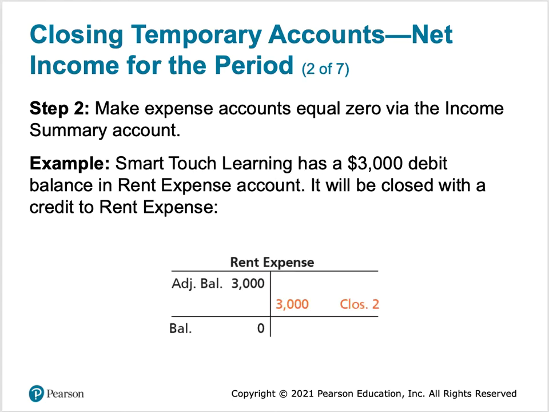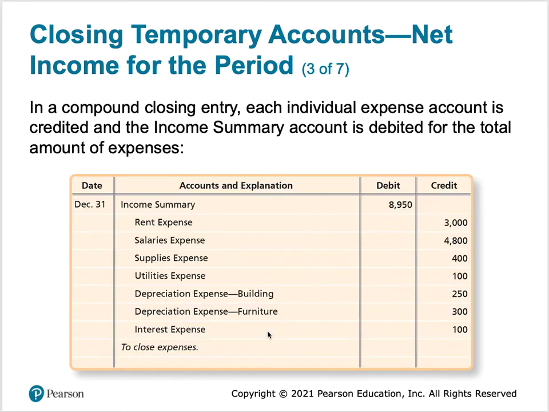Step 2 is to close out all of our expense accounts. And so we have an example here of rent expense, and it has a debit balance of $3,000. We credit it $3,000 to get a 0 balance. And we would do that with all of the expense accounts. So you can see rent, salary, supplies, utilities, depreciation on the building and furniture, and interest expense, and they're all debited in one compound entry to income summary.